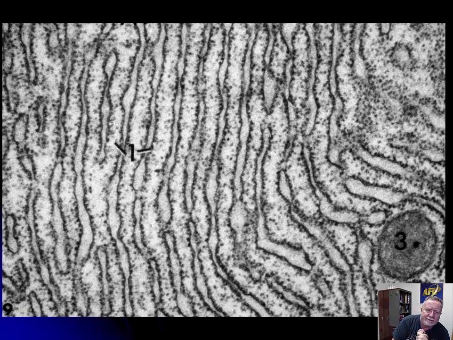Rough endoplasmic reticulum. Or we'll just start with endoplasmic reticulum. I think many of you already know that there are two forms. There is the rough endoplasmic reticulum, which is studded by ribosomes, and this is where a lot of protein is made that will be exported from the cell.